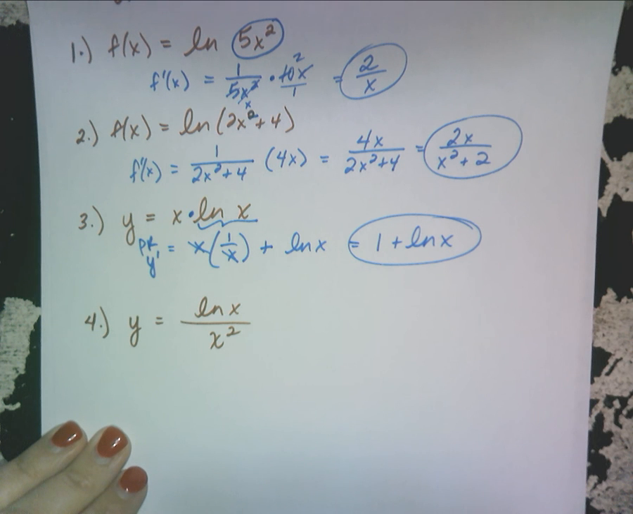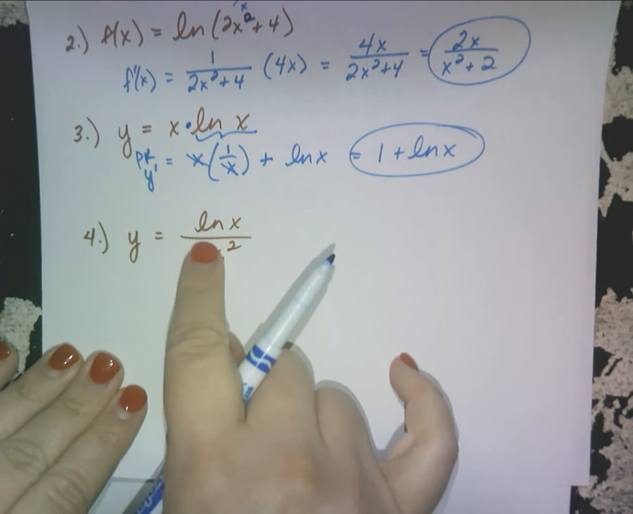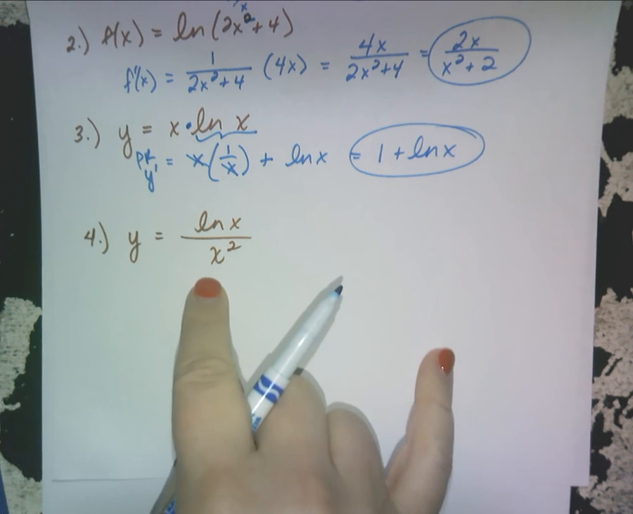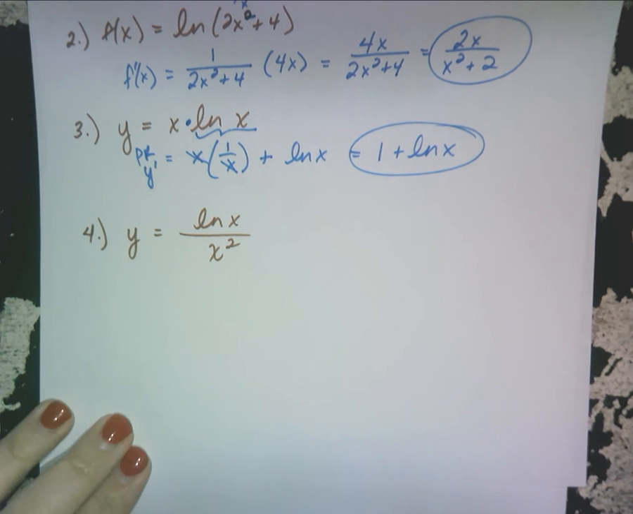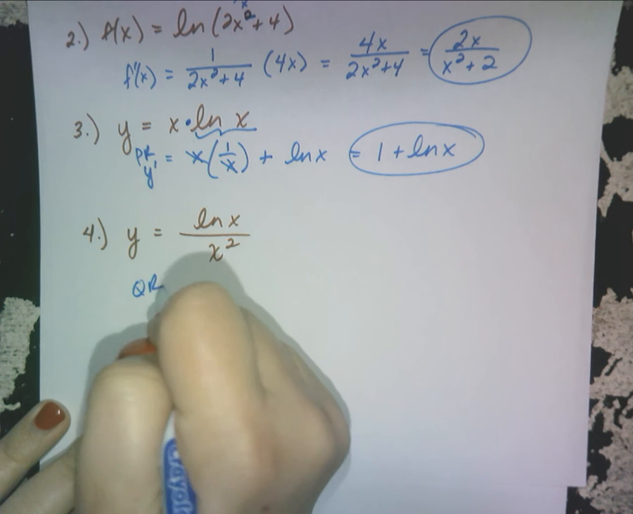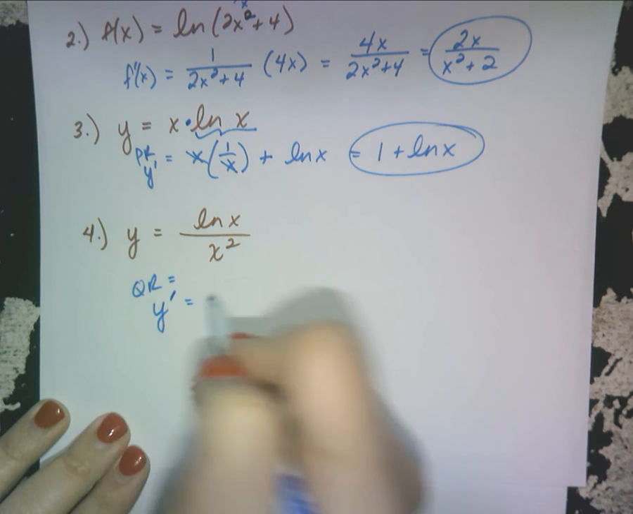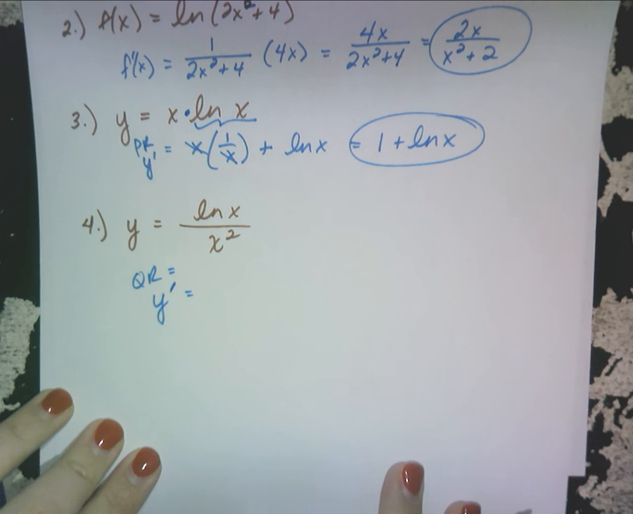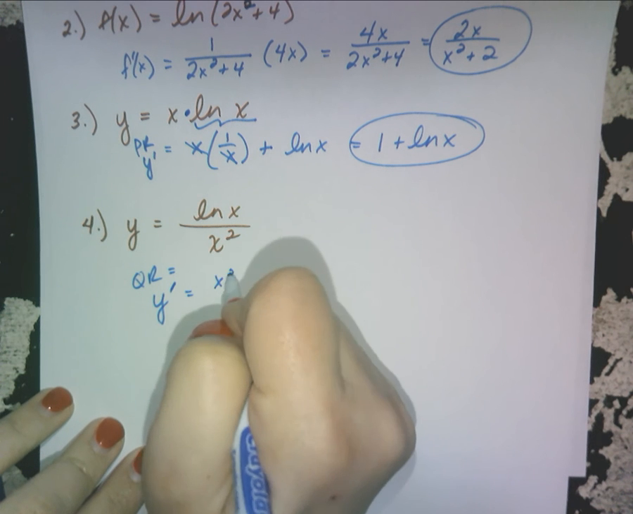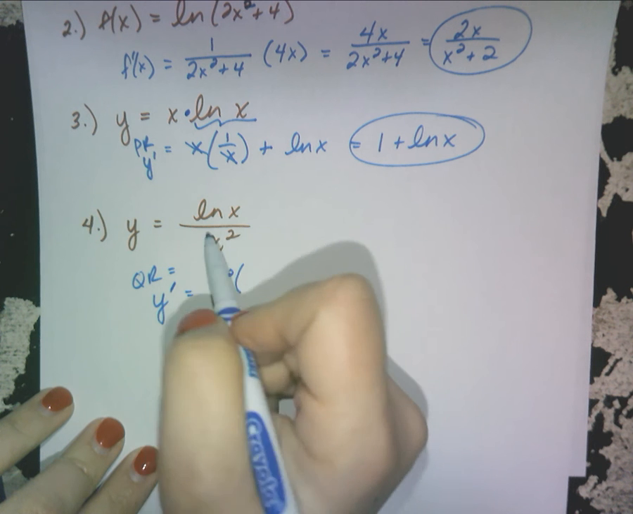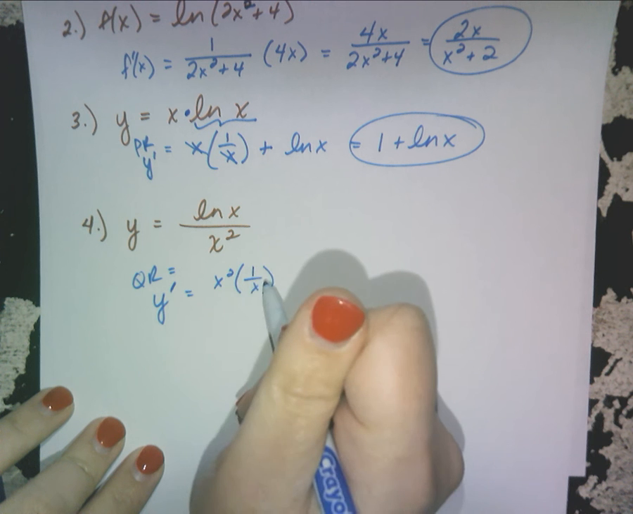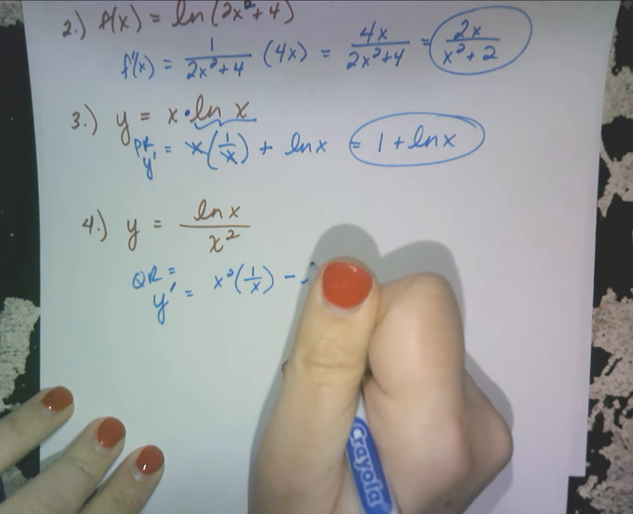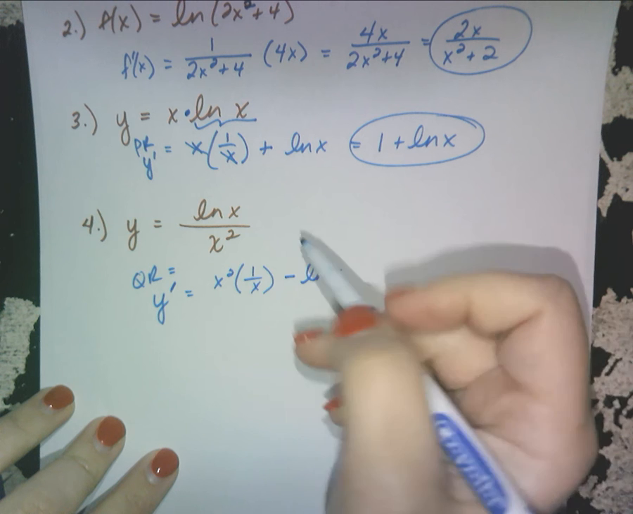1 plus ln x. All right, last one, ln x is on top, so it's a quotient because you've got an x squared on the bottom. So we're going to do quotient rule. Y prime. So we'll go through the quotient rule together. Quotient rule says denominator times the derivative of ln x, 1 over x. Denominator times derivative of the numerator minus the numerator times, what's the derivative of the denominator?